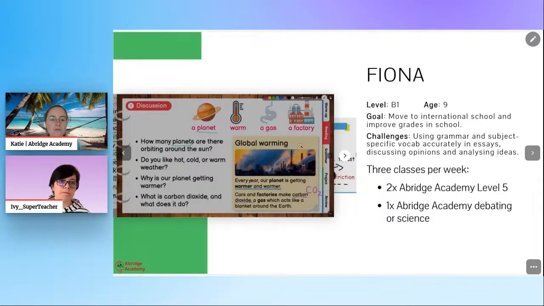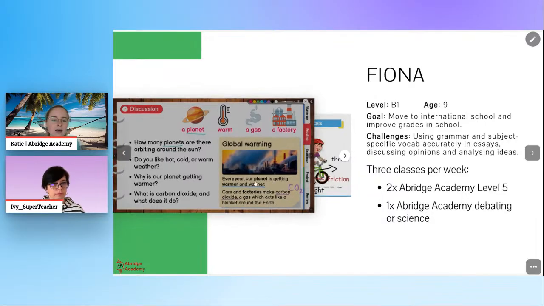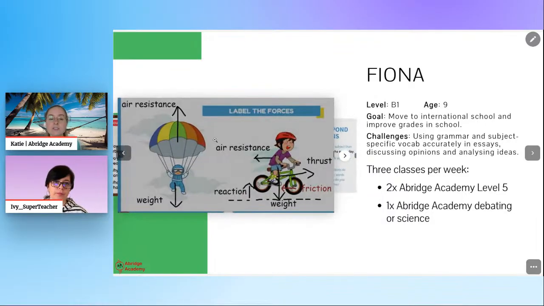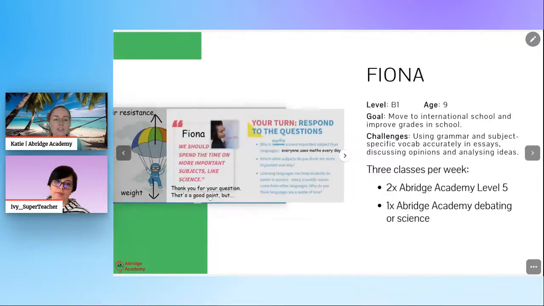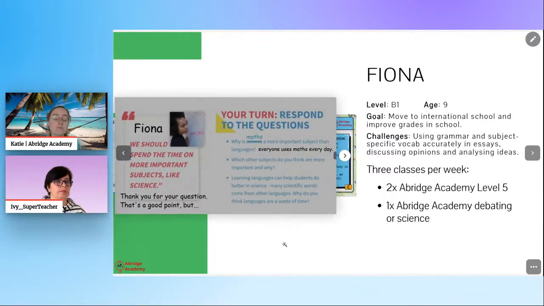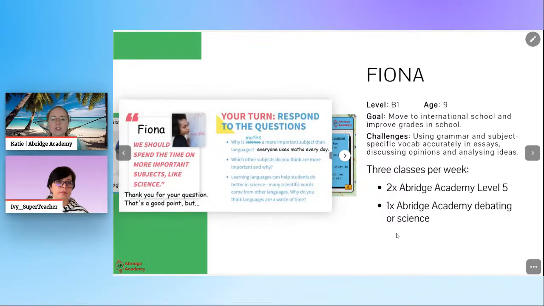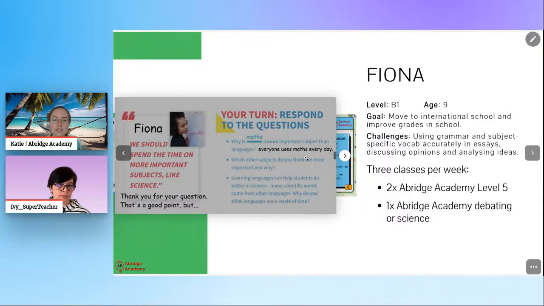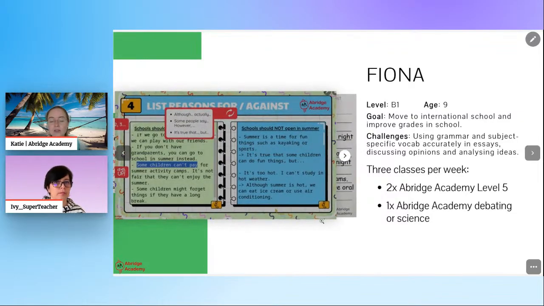This was from the Level 5 core curriculum lessons. We had some science-specific lessons where we particularly focused on some of the subject-specific vocabulary that she was struggling with. And then the debating stuff has been a really big focus for her, particularly more recently. Getting her to create more extended sentences, using correct grammar and vocabulary and more formal writing skills as well. Because not only would we answer the questions, we'd then actually write it down.